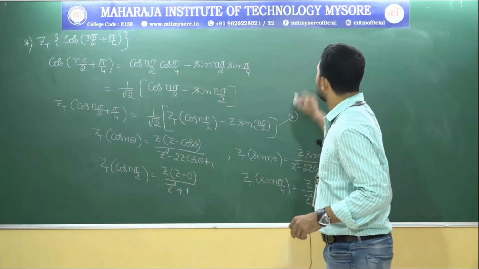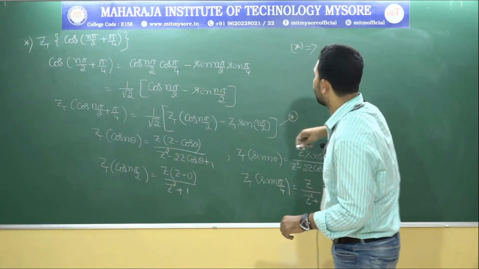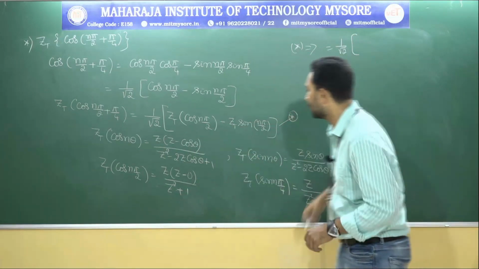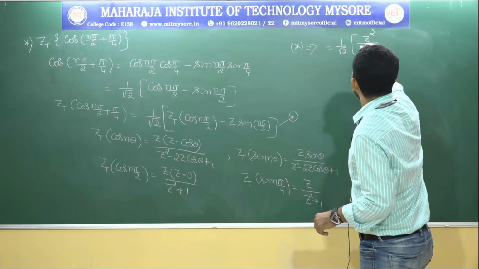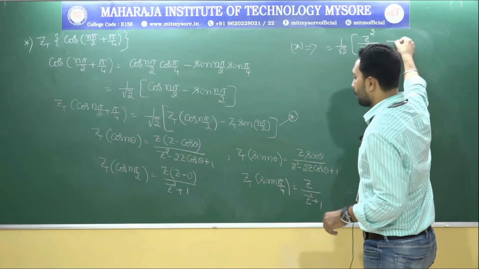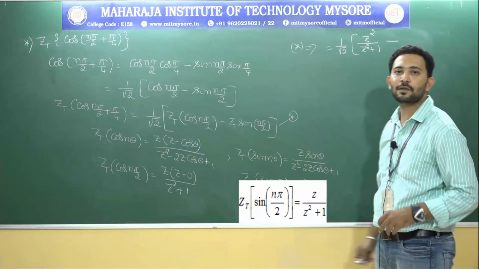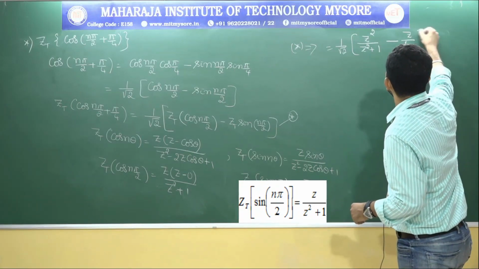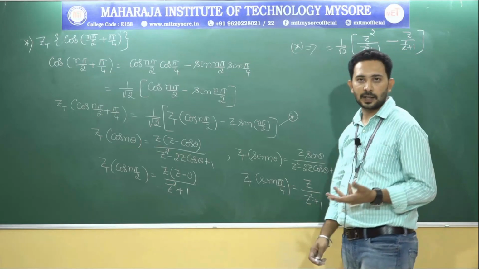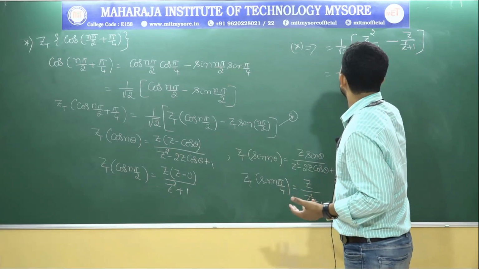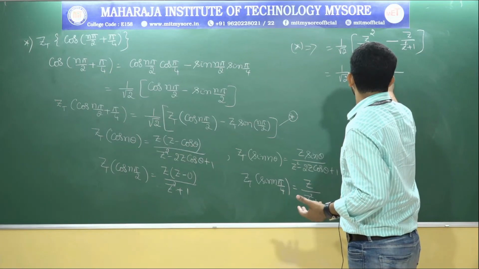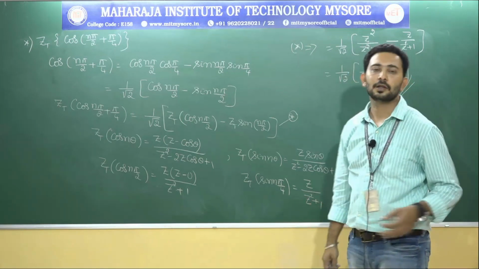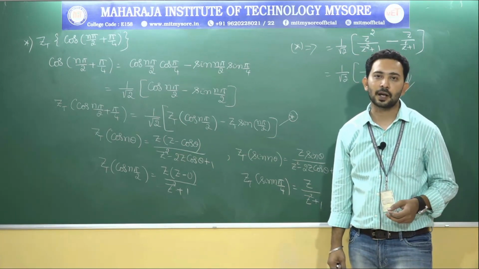So finally, this star becomes 1 by root 2 into the z transformation of cos n pi by 2, which is z square divided by z square plus 1, minus the z transformation of sin n pi by 2, which is z divided by z square plus 1. So we can take z square plus 1 as LCM. So 1 by root 2 into z square minus z over z square plus 1. This is the required solution.